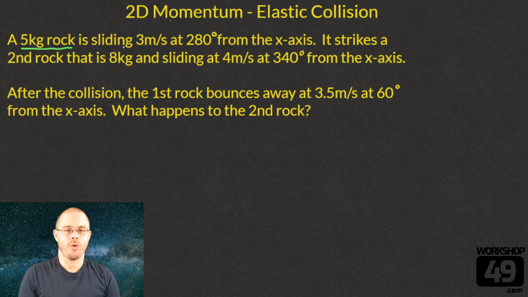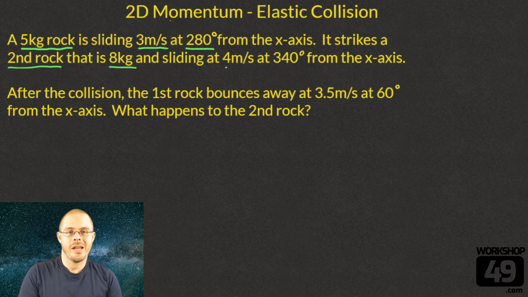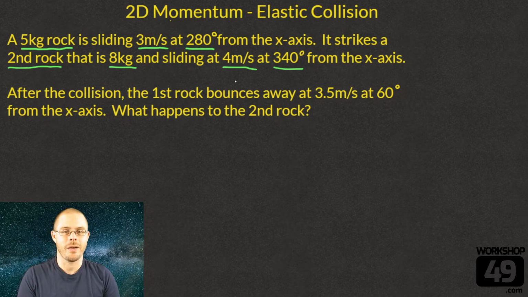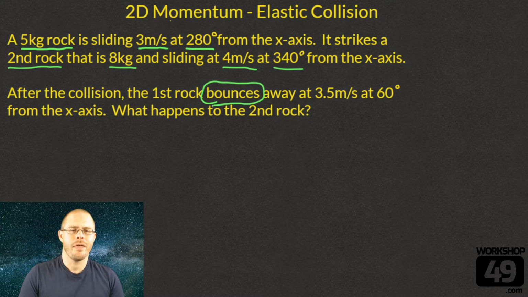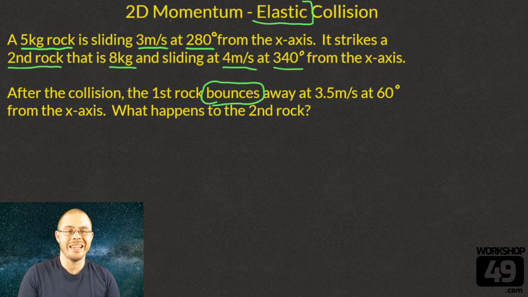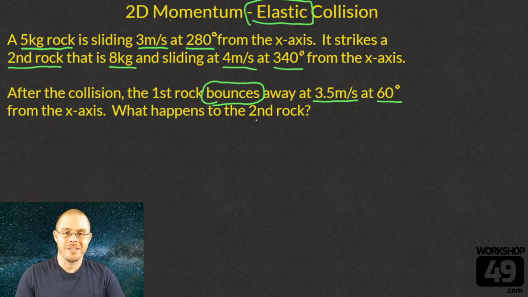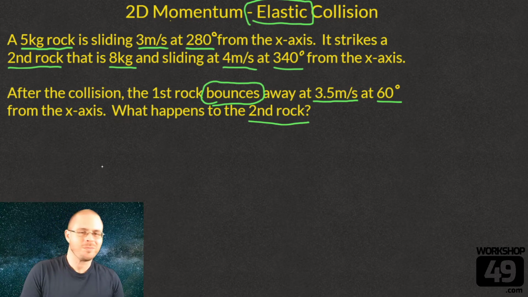So a 5 kilogram rock is sliding 3 meters per second at 280 degrees from the x-axis. It strikes a second rock that is 8 kilograms and sliding at 4 meters per second at 340 degrees from the x-axis. After the collision, the first rock bounces away. It bounces. That is our indication that this is an elastic collision. They are not stuck together. It bounces away at 3.5 meters per second at 60 degrees from the x-axis. What happens to the second rock?